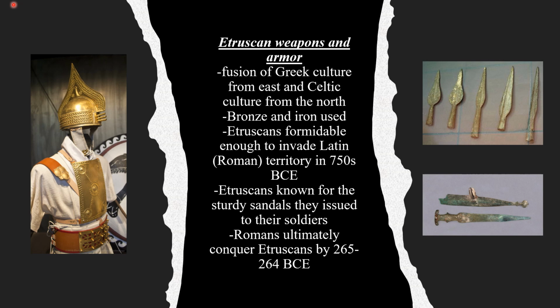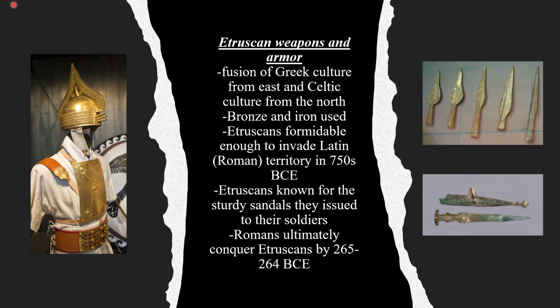It's also believed that the Etruscans developed some of the best military footwear of the ancient world. They made very sturdy sandals, which we believe the Romans adopted for themselves when they created their own legions later in history. The Etruscans were certainly militarily formidable enough to take over Latin territory, or the future Roman people, the Latins, in the 700s to 500s, but over time, the Romans will conquer the Etruscans by about 265 to 264 BCE.